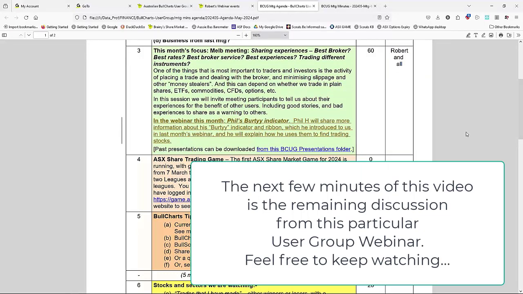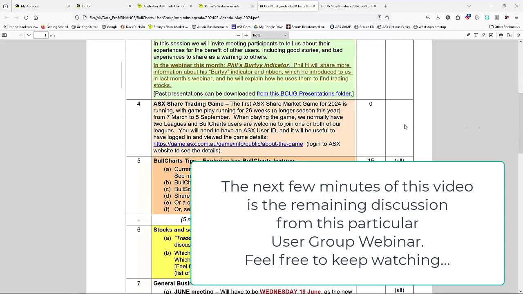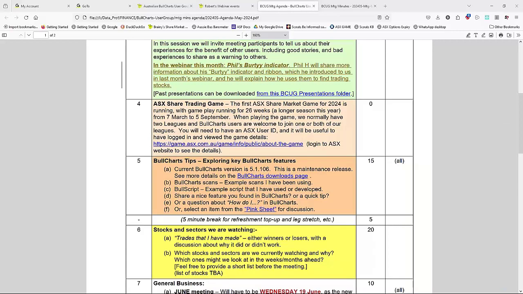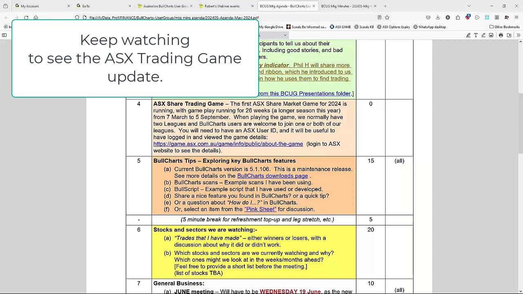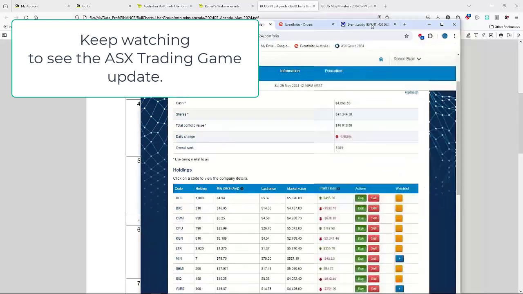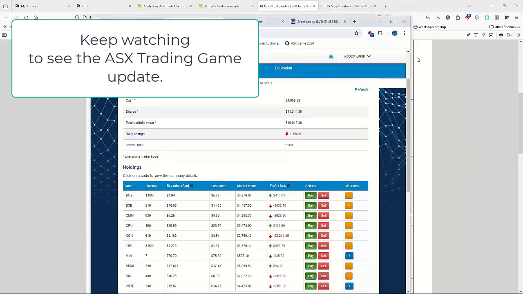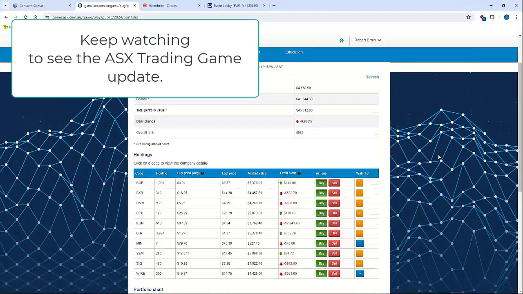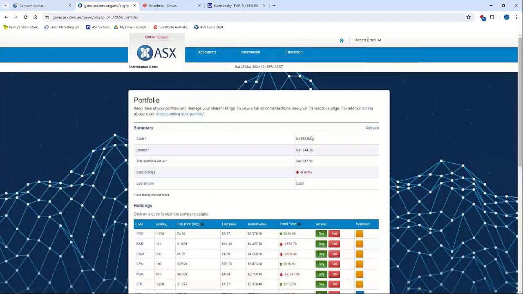We've got a little bit of time left. Share trading game. Is anyone following the game or interested in participating in the game? As I said, we've got our Melbourne group participating. And here's the live screen. Daily change. This is as at Saturday. I need to refresh the screen. Let's see if it'll do that.